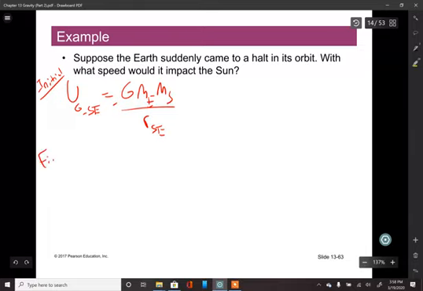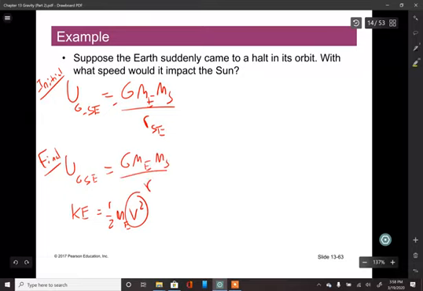So then the final energy is two things. Their centers don't hit when the Earth impacts the sun. So there's still potential energy left, but there's also kinetic energy. And this is what we're trying to solve for. But this is negative G M_E M_sun over the radius of the sun plus the radius of the Earth. When their edges hit, the radius of the sun plus the radius of the Earth is how far their centers are separated. And I'm going to relabel this. This is the distance from the sun to the Earth.